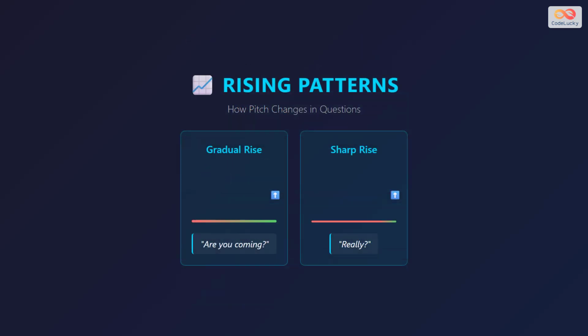There are different ways pitch can rise in a question. The most common is a gradual rise where the pitch slowly increases from the beginning to the end of the question. For example, are you coming? The pitch starts low and gradually goes higher. Another pattern is a sharp rise where the pitch stays flat for most of the sentence and then rises quickly at the very end. For example, really? The pitch jumps up suddenly at the end. Both patterns are correct. The key is that your pitch must be higher at the end than at the beginning.